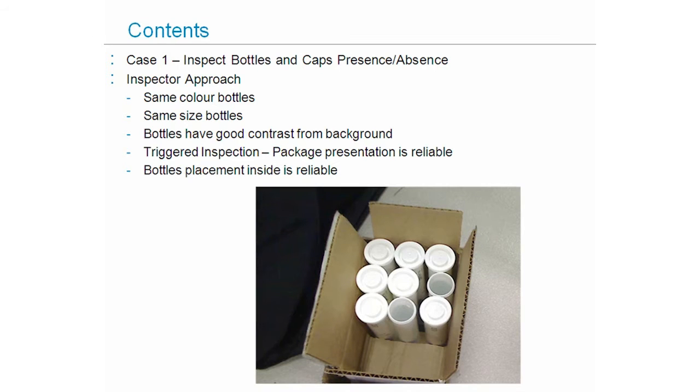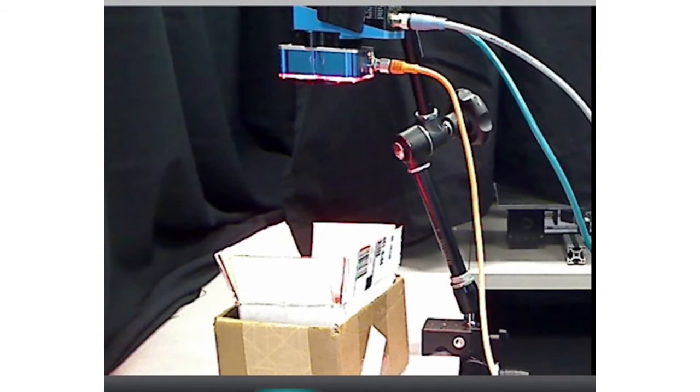In this application, we will simulate how we can inspect bottles and cap presence or absence in a case. The first scenario, we are assuming that this is what our sample looks like. We have same type of color bottles, same size, they have a good contrast from the background. It's a triggered inspection, package is always presented in the same manner every time, and bottle placement inside is very reliable. This is what our physical setup looks like.